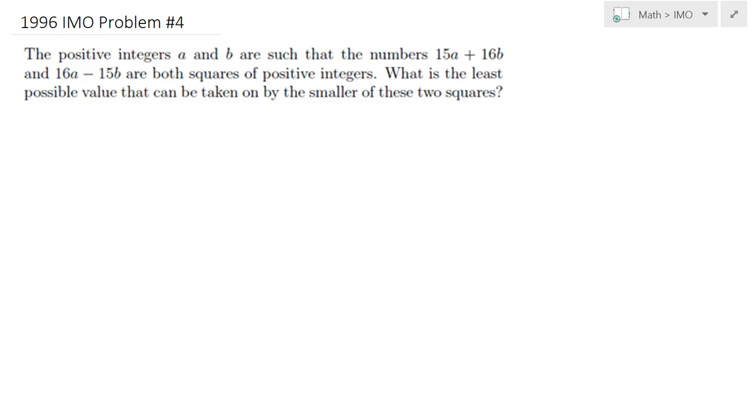Hello everybody, in this lecture we will be solving 1996 IMO problem number 4. Here's a view of this problem. The positive integers a and b are such that the numbers 15a plus 16b and 16a minus 15b are both squares of positive integers. That's important.